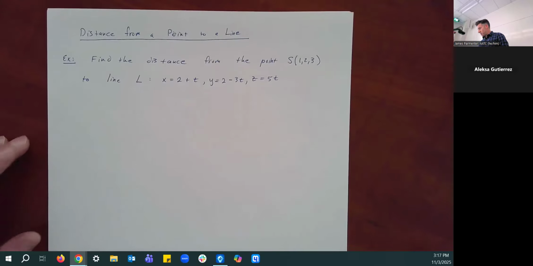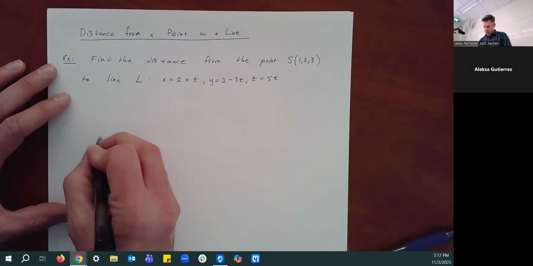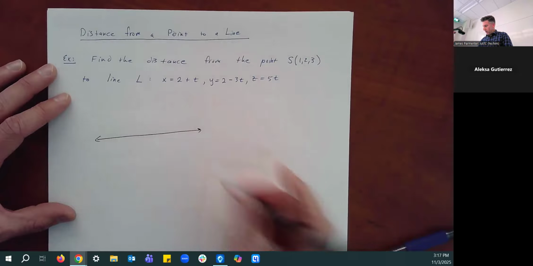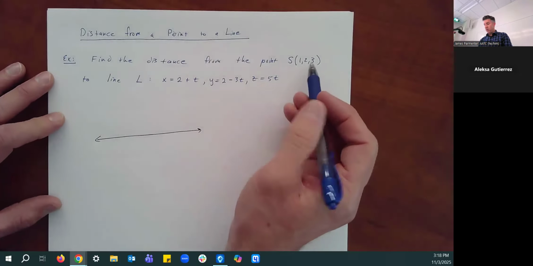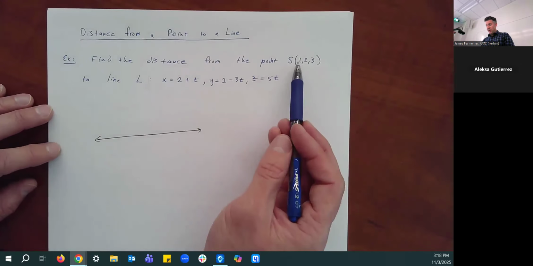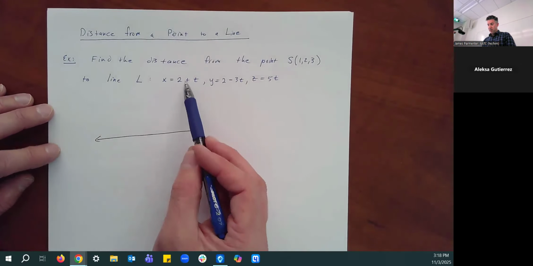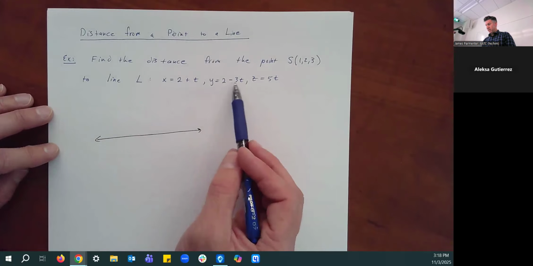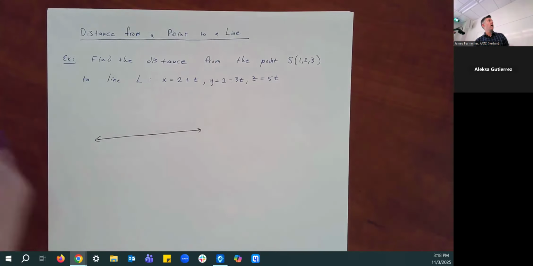So here's our very generic situation. We have this line L, and we have this point that's presumably not on the line, although you could check to make sure. There's no way that point's on the line, because to get the right x coordinate, t would have to be -1, 2 minus 1 is 1, but then 2 plus 6 is not 2. So the point's not on the line.